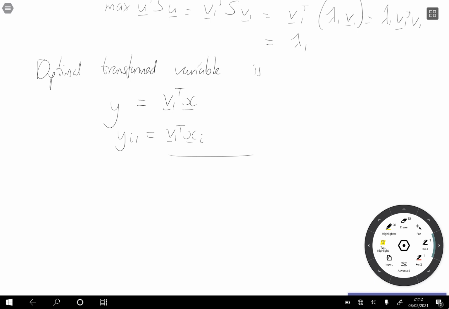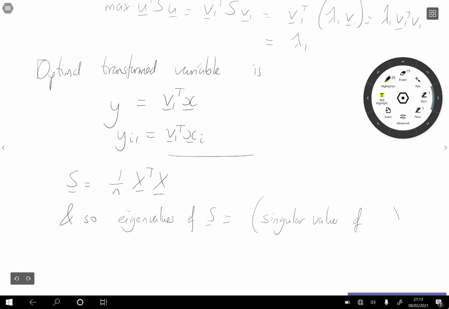In general, we shouldn't work with eigen decompositions, with spectral decompositions. We should work instead with the singular value decomposition, as it's more numerically stable. So rather than working out the eigenvectors of S, the covariance matrix, we note that S is 1 over n X transposed X. And so the eigenvalues of S are the squares of the singular values of X over root n. In other words, the square root of lambda 1 is the first singular value of the matrix 1 over root n X. In practice, that's going to be a much better way of doing PCA, done by the singular value decomposition.